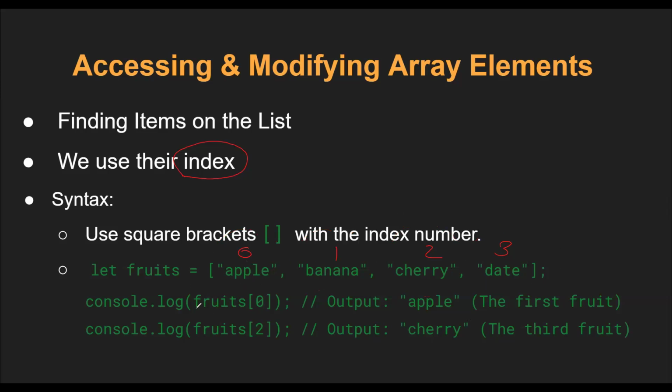How to access? We access fruits of 0. What do we get? We got apple, the first fruit. Similarly, accessing fruits of 2. Fruits is an array, and we access fruits of 2. What do we get? We get cherry, because cherry is fruits of 2. Correct.